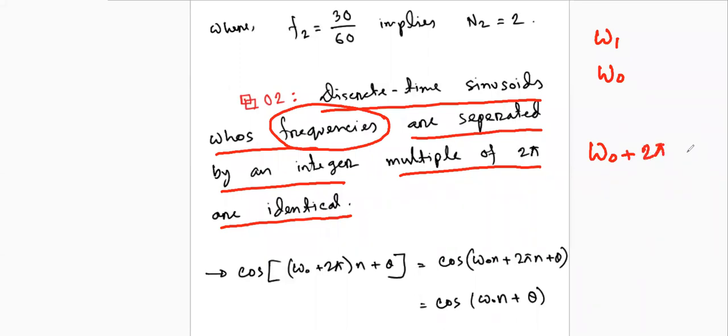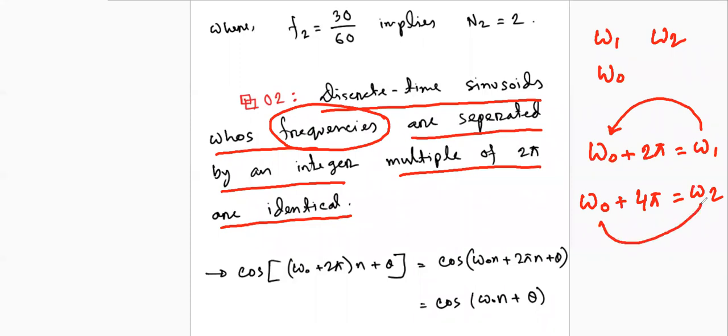plus twice pi is equal to omega 1, or if you have another frequency like omega 2, which is omega 0 plus 4 pi is equal to omega 2, in all the cases, they are identical. That means omega 1 is identical to omega 0 and omega 2 is identical to omega 0. That means omega 2 is identical to omega 0 and omega 1 is identical to omega 0 as well.